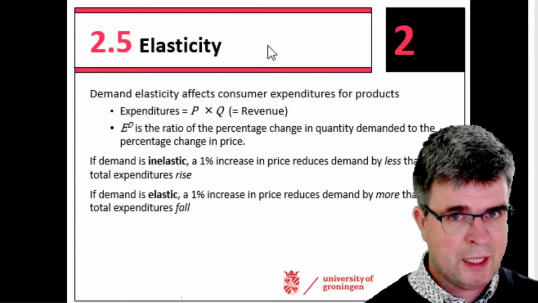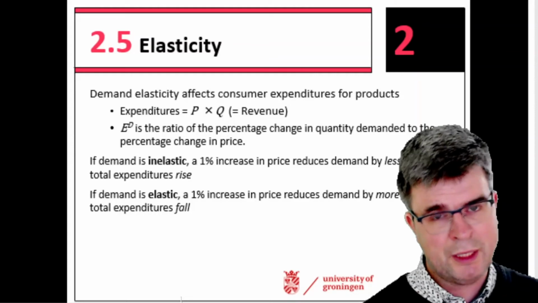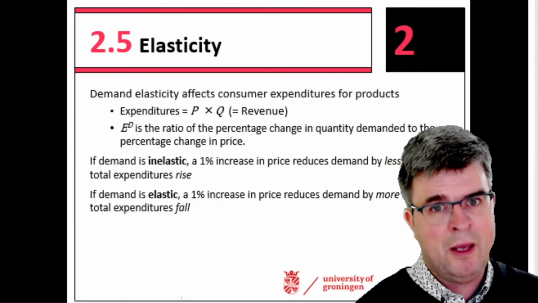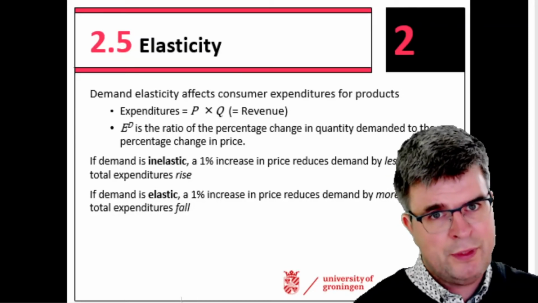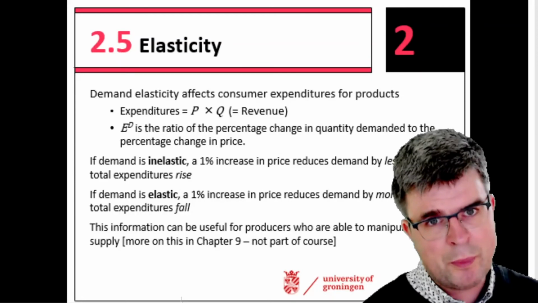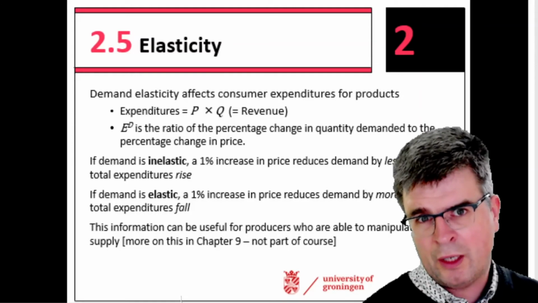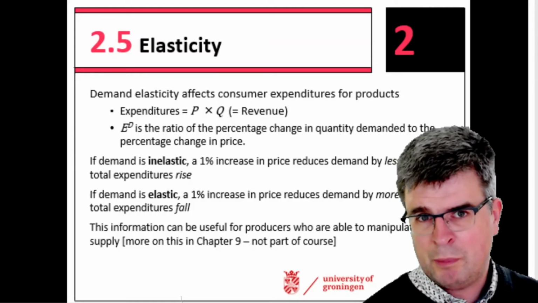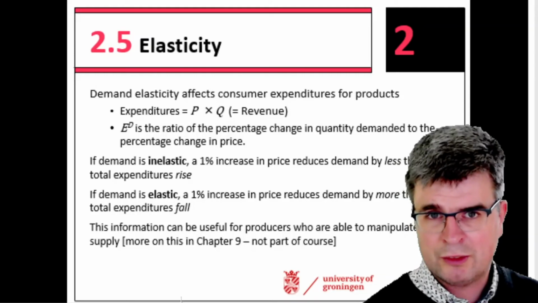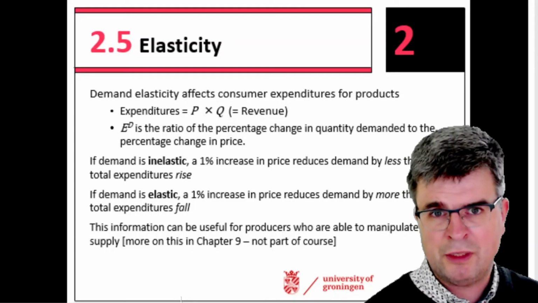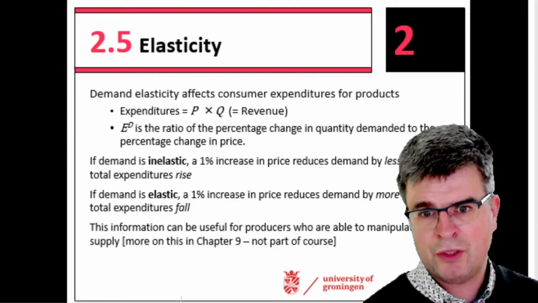And if demand is elastic, then it's the other way around. Then if you have a 1% change in price, it will lead to a reduction in the quantity demanded by more than 1%, which means that the total expenditures on the product will decrease. And this information, of course, is of interest to producers. They want to know whether they are at the part of the demand and supply curve where the demand is inelastic or elastic, because that will tell them whether any price increases are likely to increase their revenues.